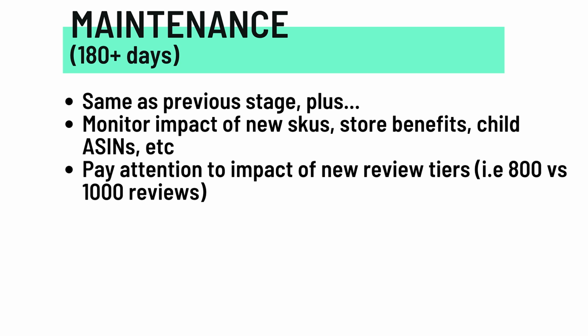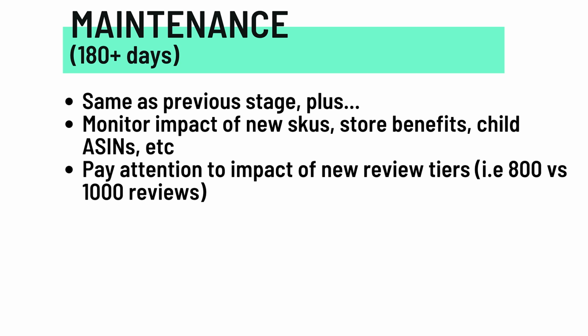But in addition to that, you're really going to monitor the impact of new SKUs that you add to your portfolio. You're going to look at the benefits of your store page and how the content and various representations of products there are impacting sales and organic ranking. If you start to add child ASINs, like new colors, new sizes, new offshoots, how does that change your overall keyword performance across that portfolio of products?